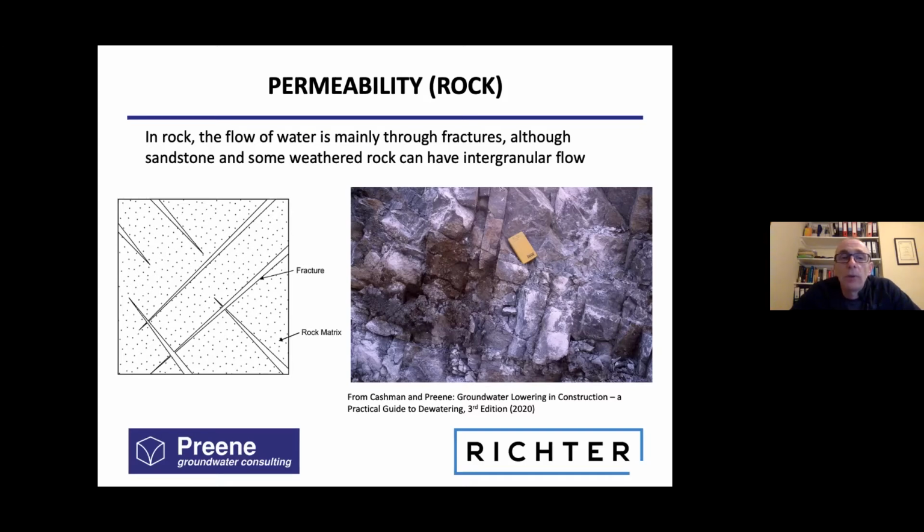This photograph on the right shows an example of some limestone exposed in excavation. My yellow site notebook is used for scale, and you see here that there are two sets of principal fractures. One set that's approximately horizontal and one set that's approximately vertical. And these intersect, you can clearly see that the groundwater flow is going to be controlled by the intersection of the fractures.